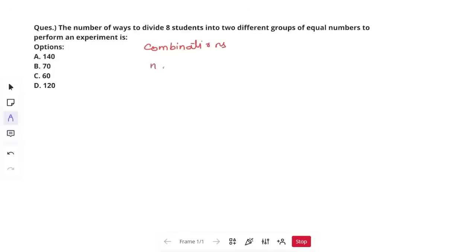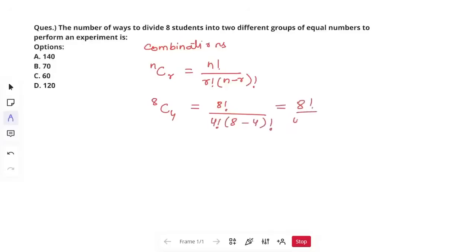If you remember, there is a formula that nCr is equal to n factorial divided by r factorial into n minus r factorial. We are going to use the same formula. So in our case, what is the n value? 8 students are there, and we have 2 different groups of equal numbers, which means 4, right? So how many combinations will form? We will have to calculate that. So 8 factorial divided by 4 factorial into 8 minus 4 factorial, which is going to be 8 factorial divided by 4 factorial into 4 factorial.